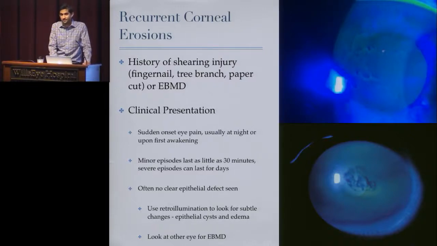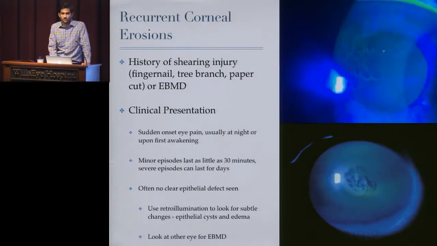Oftentimes, by the time they come in and see you in the ER, the epithelium looks completely normal. There is no frank defect. But again, if you use this little retroillumination trick, you'll see subtle changes. You'll see maybe little epithelial microcysts in a certain area, or the epithelium may be swollen, and that could be a sign that something's happened there. And then I always look in the other eye for signs of EBMD.